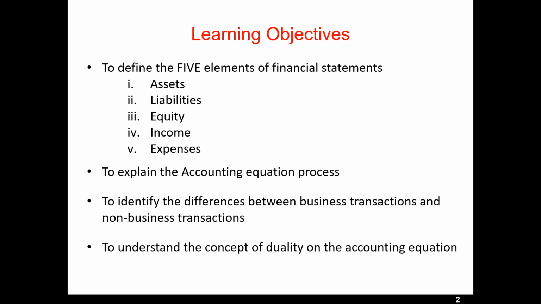Then we are looking at the accounting equation, how it has been constructed, understanding the relationship between these five elements in the accounting equation. Then it illustrates the differences between business transactions and non-business transactions. Such includes personal transactions and business events. Finally, the concept of duality on the accounting equation is discussed.